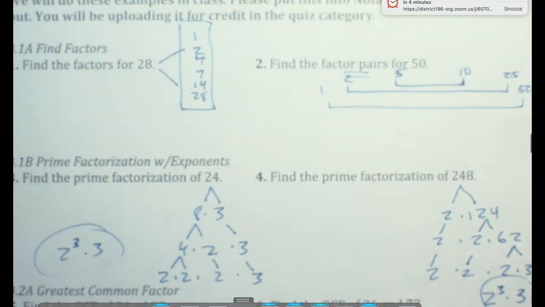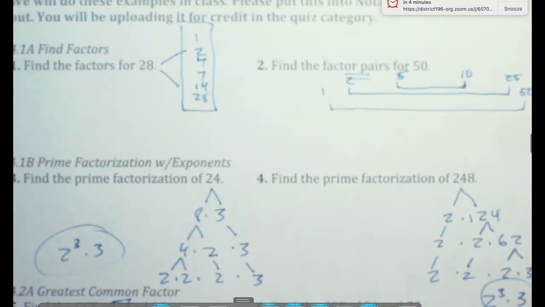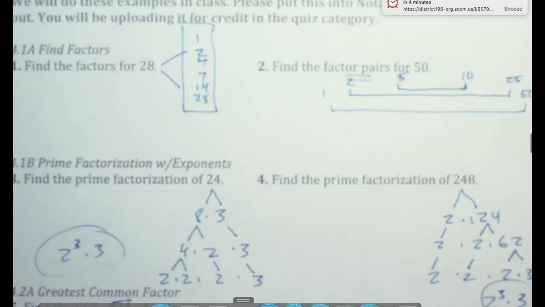Okay, the greatest common factor of 24 and 32. So I factored the smallest number because the greatest shall be the least. So I take 24. Got 1 and 24, 2 and 12, 3 and 8, 4 and 6. These are all my factors.